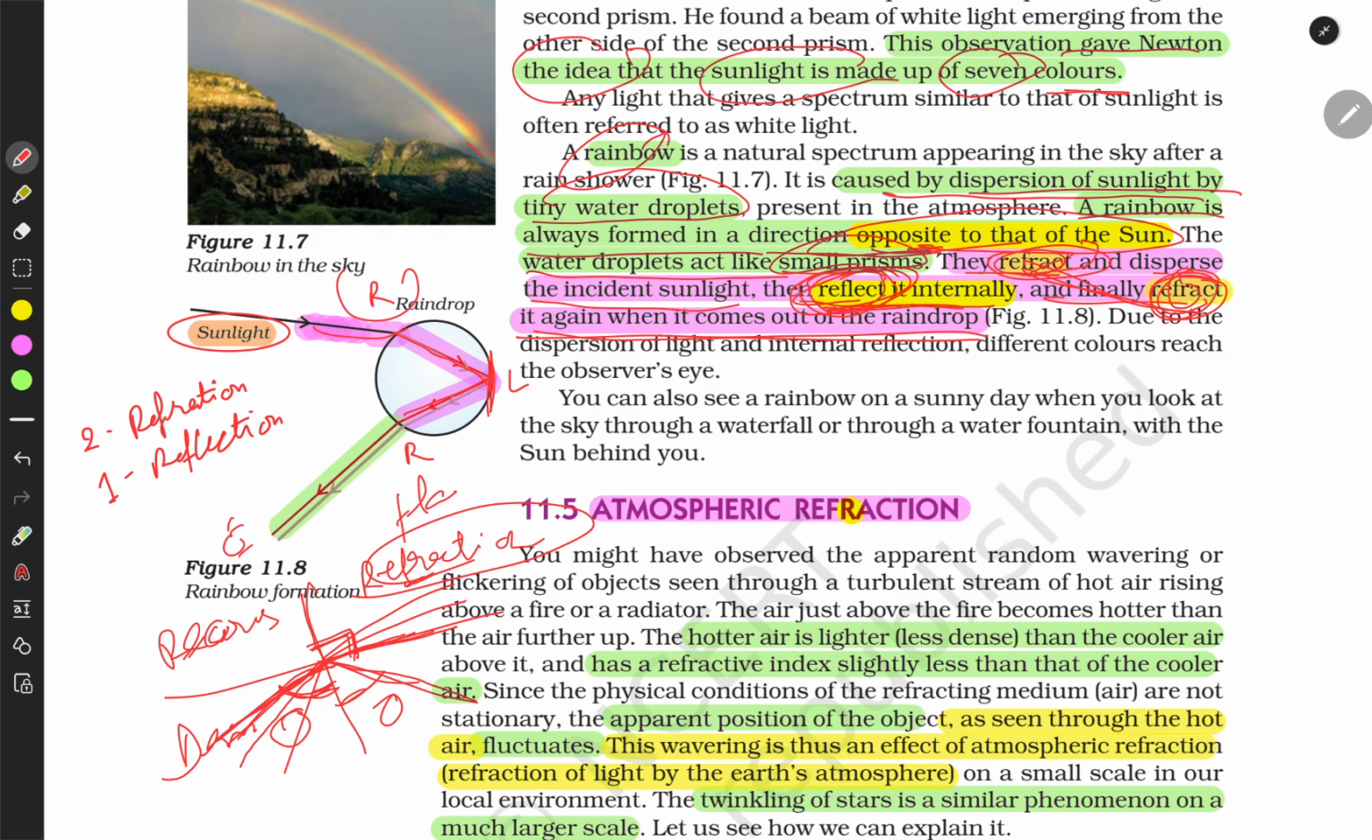Reflection is happening here, so this is the total internal reflection. This is why I have written L here, and this is refraction. And again, when it passes from denser to rarer, refraction happens again. So first refraction, then reflection, and then again refraction. And when this happens, the white light forms the seven colors. This is how we see a rainbow.